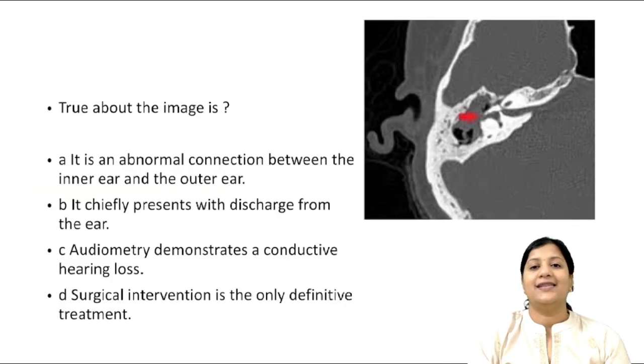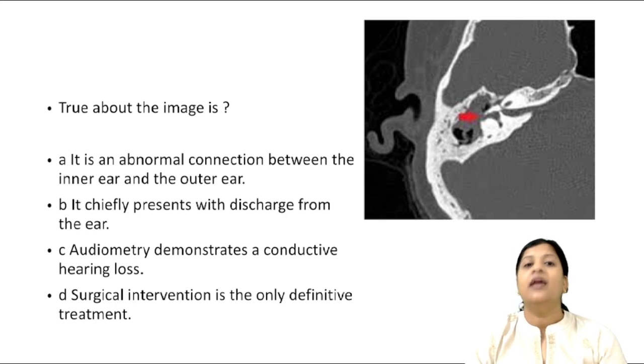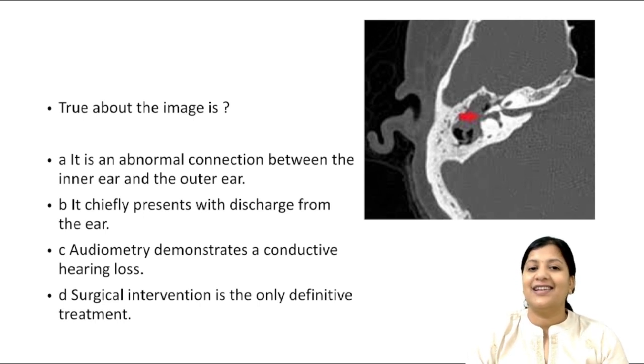Okay, let's see the next image. True about the image: it's an abnormal communication between the inner ear and outer ear. It chiefly presents as discharge from the ear. Audiometry demonstrates a conductive hearing loss. Surgical intervention is the only definitive treatment.